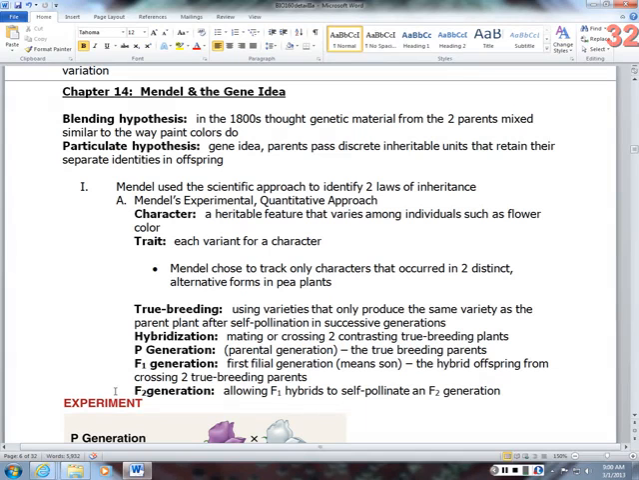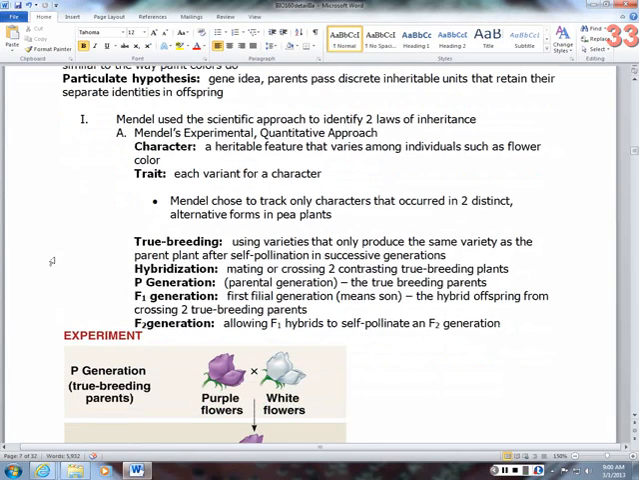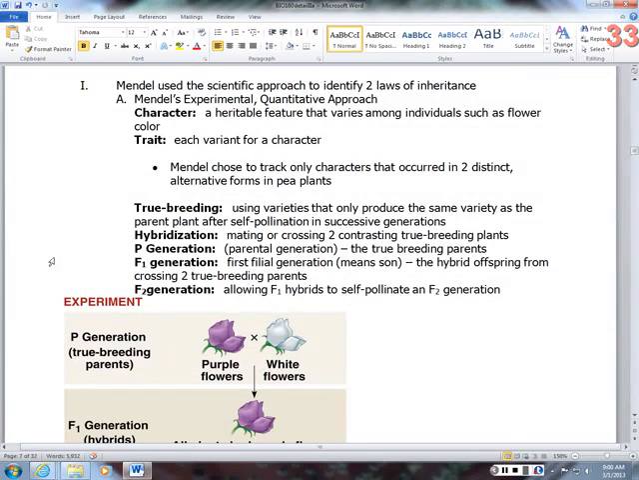So then there was the particulate hypothesis, which is more similar to the gene idea. The parents just pass discrete inheritable units that retain their separate identities into their offspring. There were quite a few people who worked on this, but Mendel is the best known. I didn't do a lot with putting people in history into this for you because there's enough other stuff to memorize without making it a history thing. If you're interested in the history of it, you can go read it in a different context.